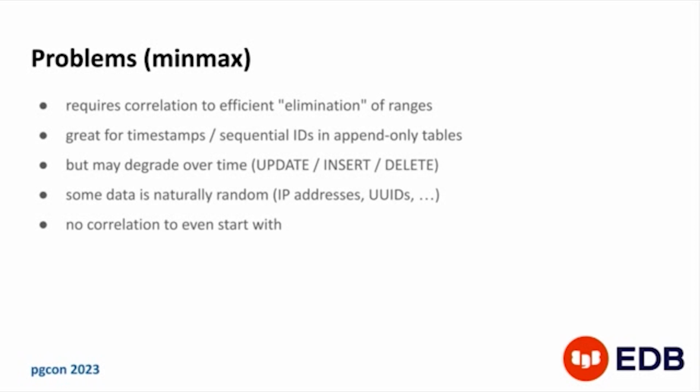And there is, of course, some data that is not correlated at all, like UUIDs. If you create a BRIN index on UUIDs, that's going to suck, because those are perfectly random, or more or less random. So the ranges will be very wide, impossible to eliminate.